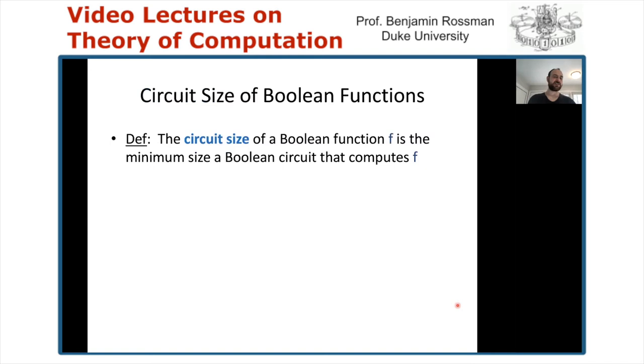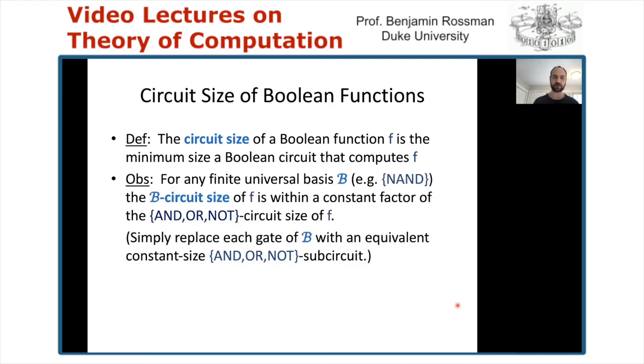Okay, so Boolean circuits give us a way of measuring the complexity of Boolean functions. We could measure this by size or depth, but here's the definition of the circuit size of a Boolean function. This just refers to the minimum size of any Boolean circuit that computes that function. And this is up to a constant factor. This notion of circuit size is independent of the choice of a finite universal basis. So the observation is that for any finite universal basis B, so set of possible gates, the B circuit size of f is within a constant factor of its Boolean circuit size. And to see this, you would simply replace each gate of the basis B with an equivalent constant size Boolean subcircuit.